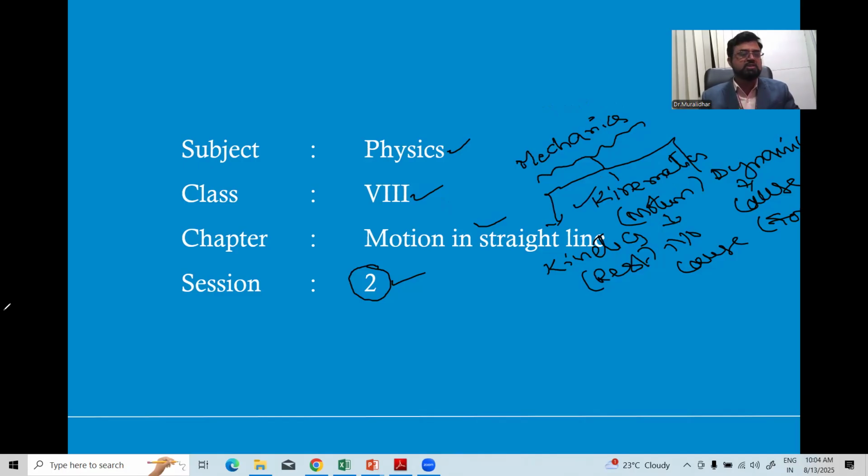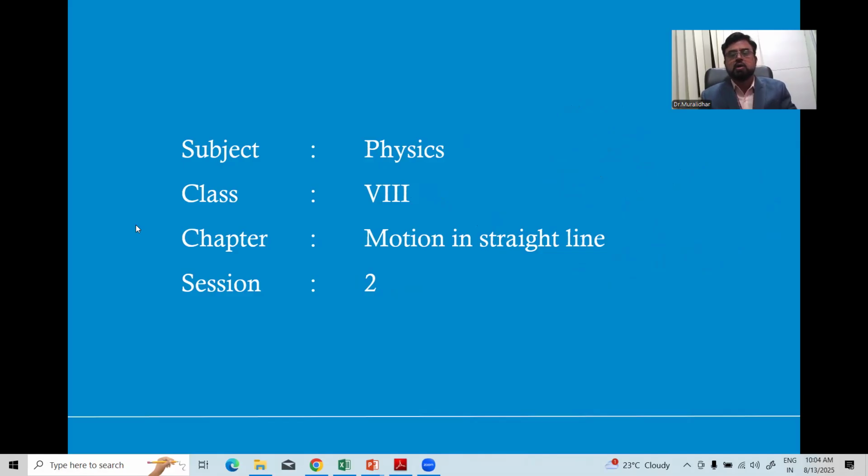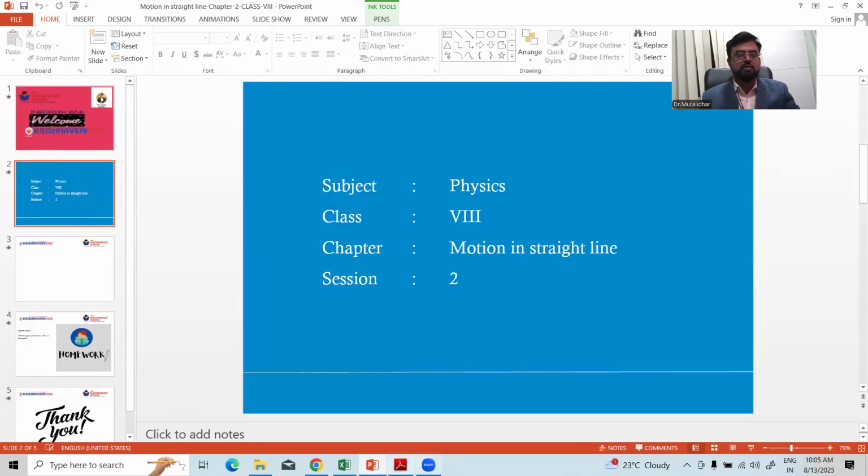Without considering the cause, we are dealing only with what is motion, which you learned in the lower classes also, 6th and 7th. What is motion? What is rest? How many types of motions are there? Right, all these things we learned. Along with that, what are the terms which come across during the motion? When a body is in motion, what physical quantities will come across? That is all we discuss in this chapter, right?